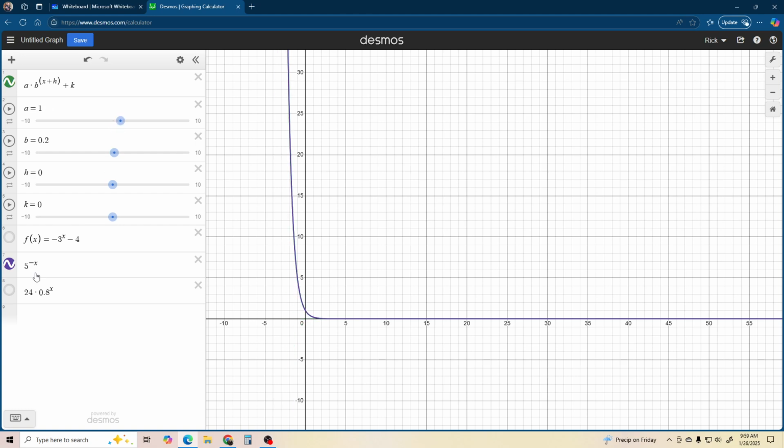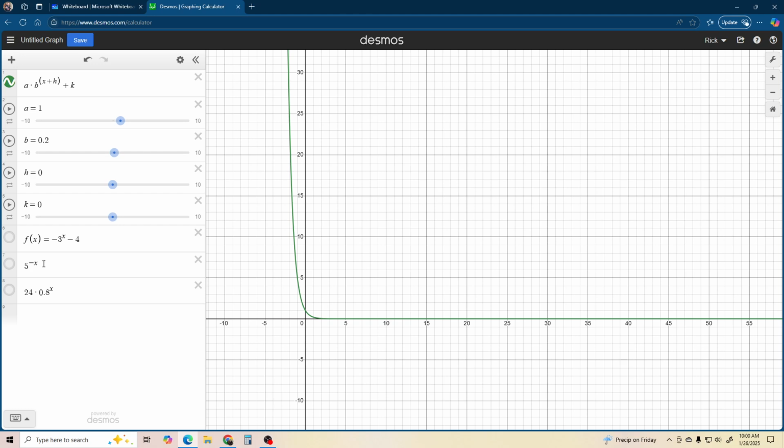Isn't this interesting? Watch. Click this off, it becomes green. These are the same graph, right? Purple, green, right? So in other words, if b is 0.2, if this base is 0.2 to the positive x, it's the same thing as 5 to the negative x. Okay. Now that's a little bit tricky, all right?